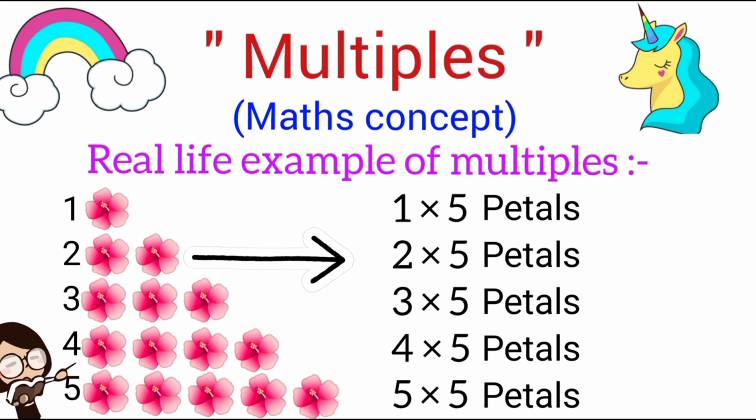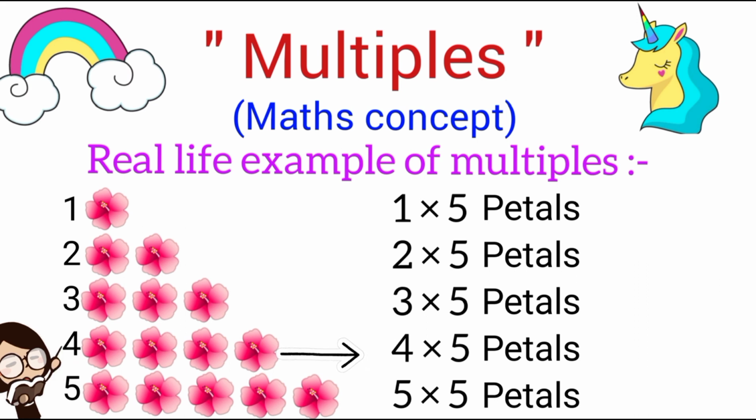In the second row, we have 2 flowers and each of these 2 flowers has 5 petals. So, it represents the product of 2 and 5. Similarly, in the third row, we have 3 flowers and each of these 3 flowers has 5 petals. So, it represents the product of 3 and 5.